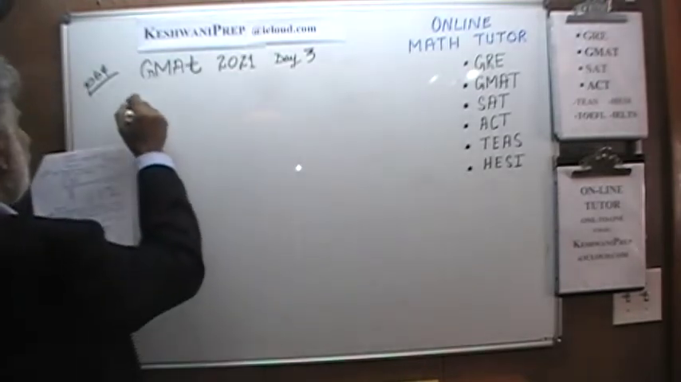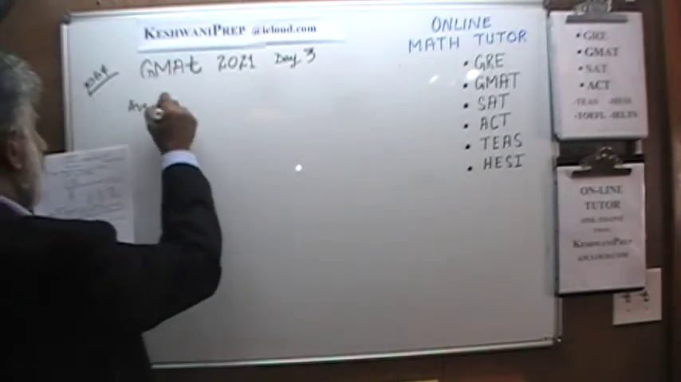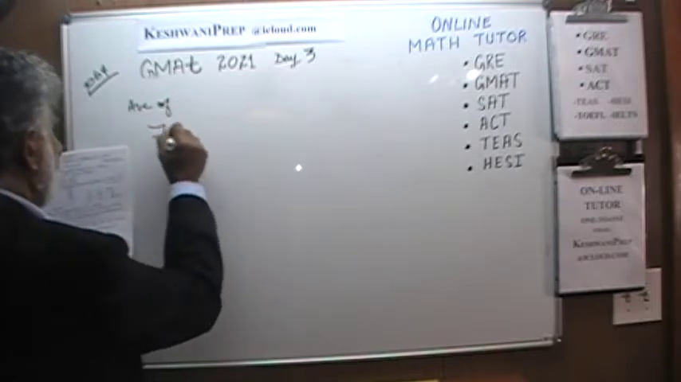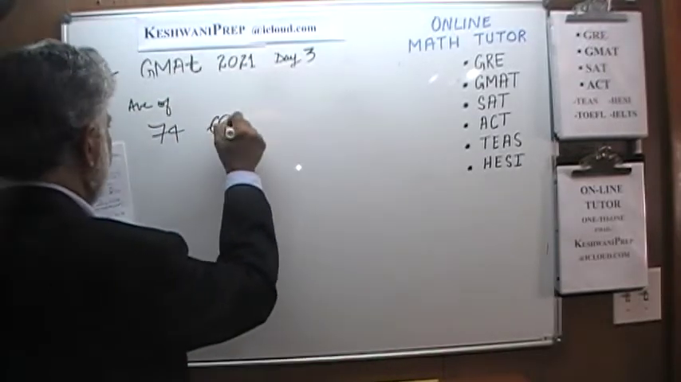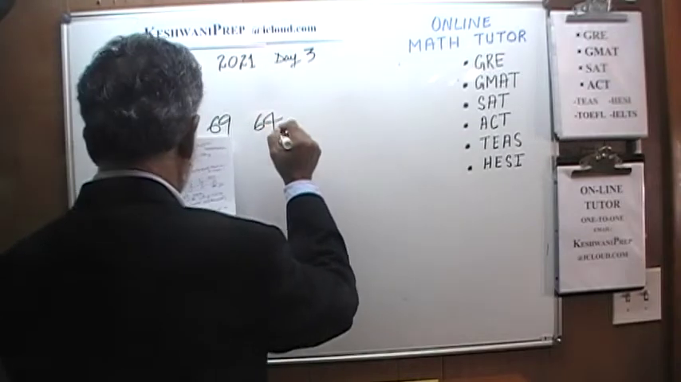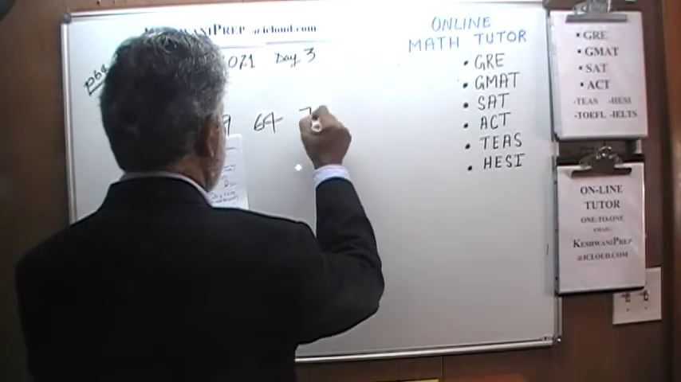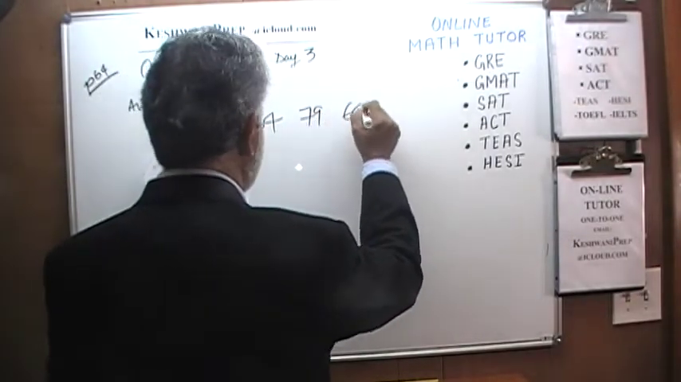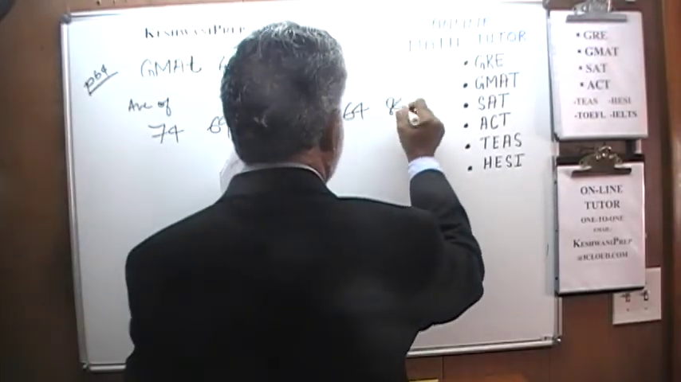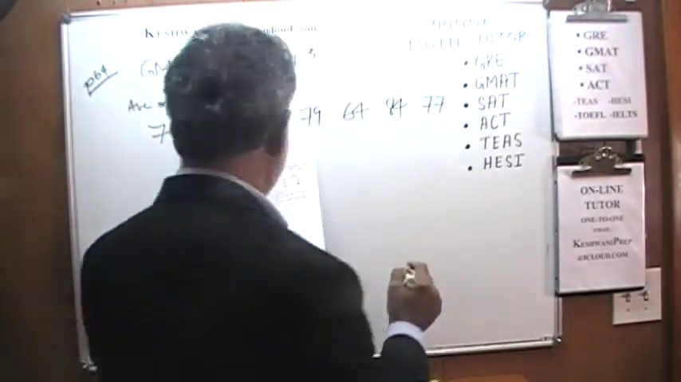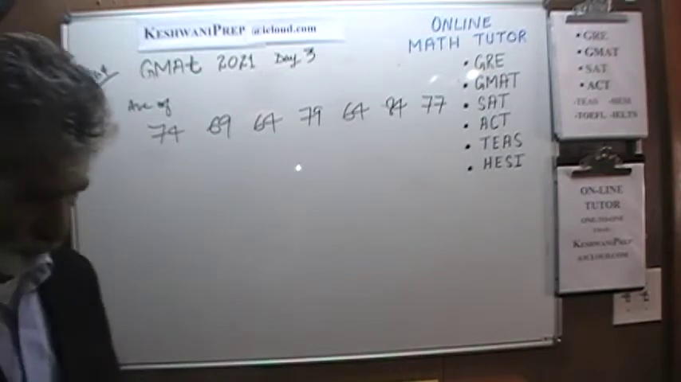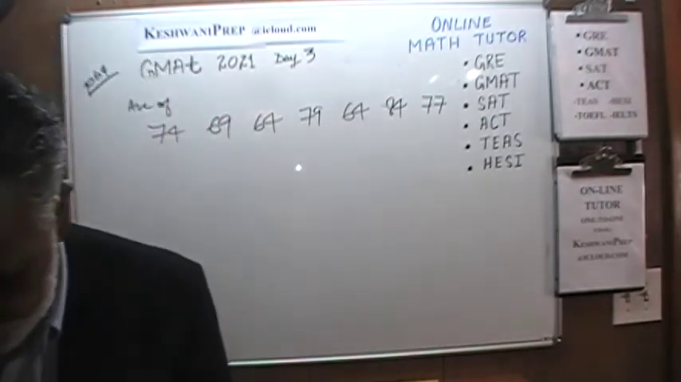Number 15, we simply have to find the average of 74, 69, 64, 79, 64, 84, and 77. Okay, so now listen carefully. The question simply is, what is their average?